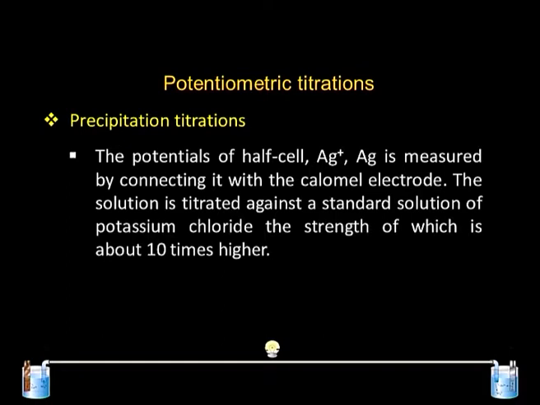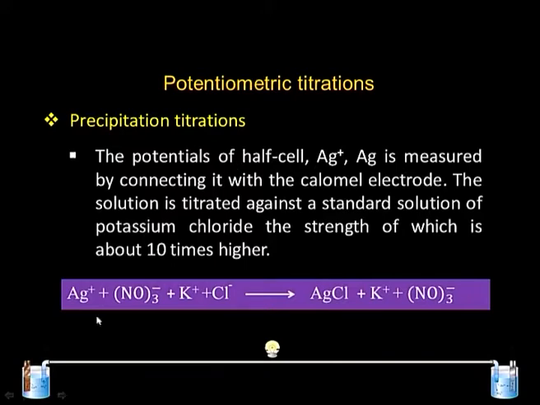The potential of the half cell silver plus silver is measured by connecting it with the calomel electrode. The solution is titrated against a standard solution of potassium chloride, the strength of which is about 10 times higher. The reaction we can write as silver ion plus nitrate ion plus potassium ion plus chloride ion giving silver chloride plus potassium ion and nitrate ion.